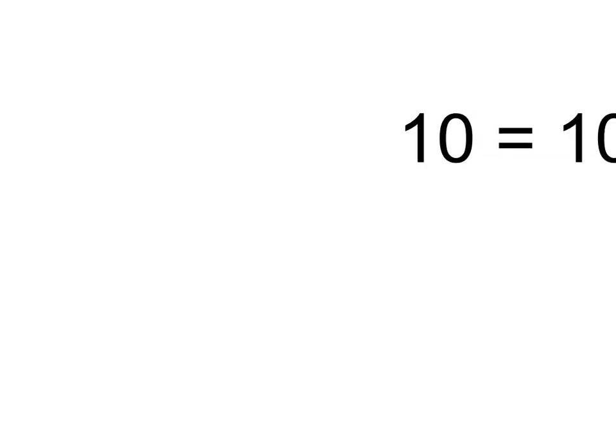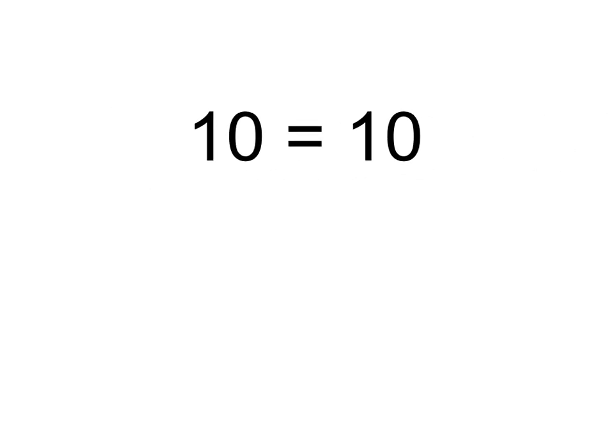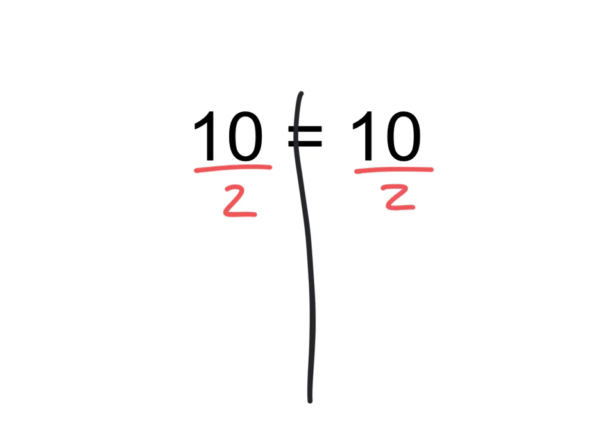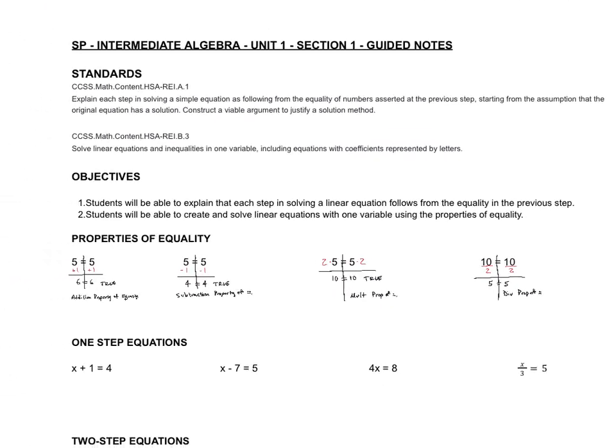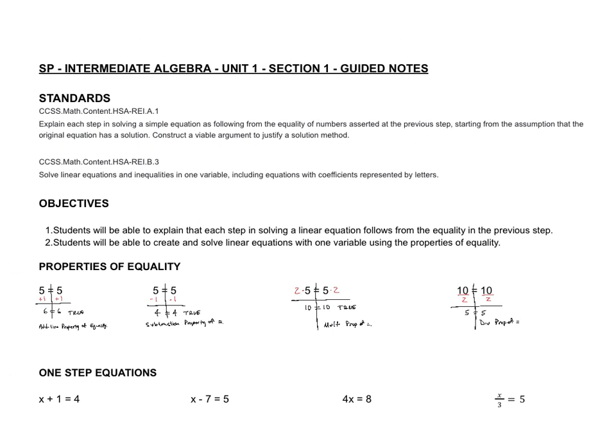Now, the last one, you guessed it, is the division property of equality. So if I divide one side by a number, let's say 2 here, and divide this side by 2, then 10 divided by 2 gives me 5. 10 divided by 2 gives me 5, and that stays balanced, okay? And so this is the division property of equality. And the whole point as to why I'm doing this is that these are the reasons why we can move from one step to another in an equation, okay?